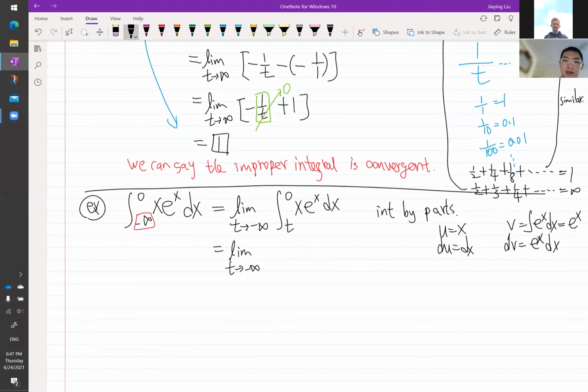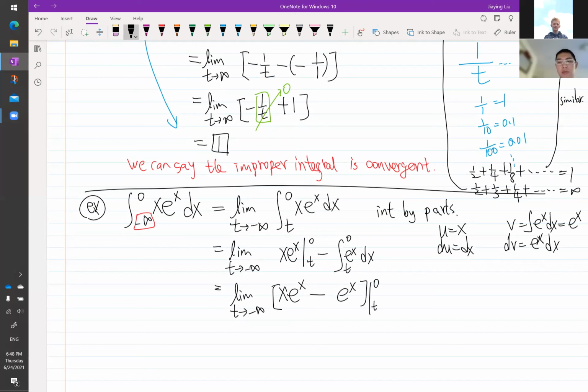So integration by parts tells us that this integral will become uv, so that's x e to the x, evaluated from t to 0, minus the integral of v du, that's e to the x dx, which you can integrate again, from t to 0. So that's the limit as t goes to negative infinity of x e to the x minus, from t to 0, and then e to the x is just e to the x. Again, you can just put them all together from t to 0.